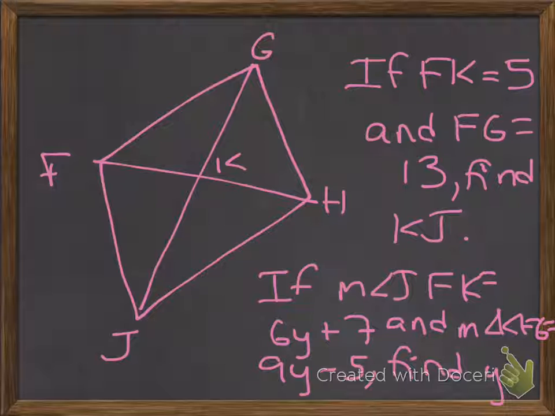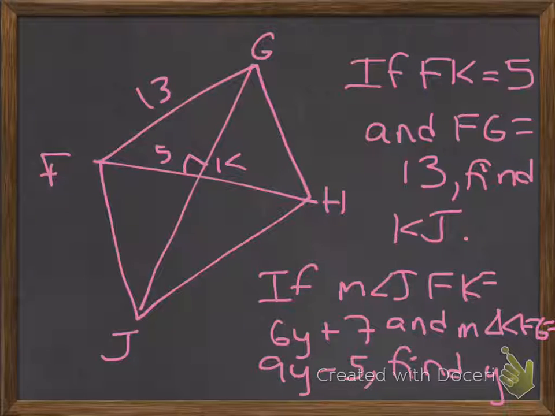So with this information, we're going to look at finding measures. So the first one, if FK is 5 and FG is 13, we know that the diagonals are going to form perpendicular lines. So this would be technically a right triangle, even though it doesn't look like it. And in order to find the third side, GK, we would need to use the Pythagorean theorem.